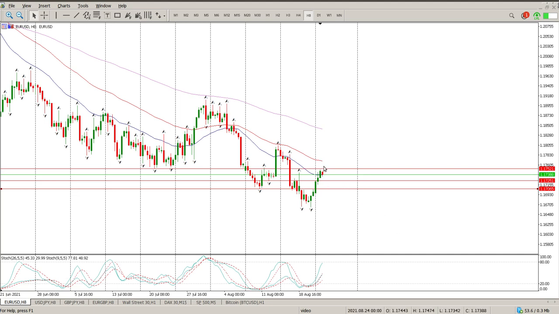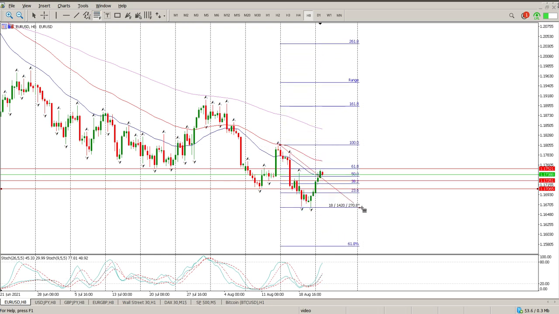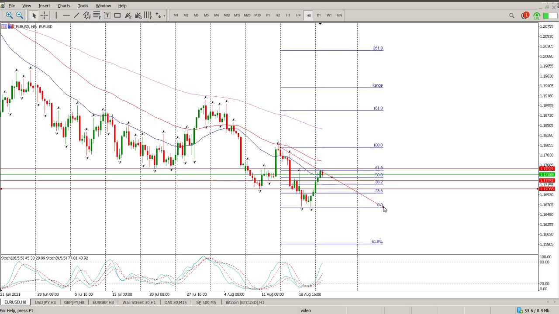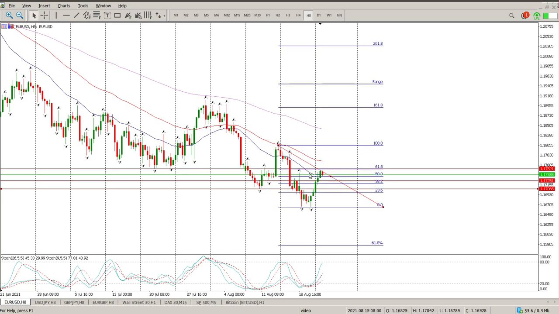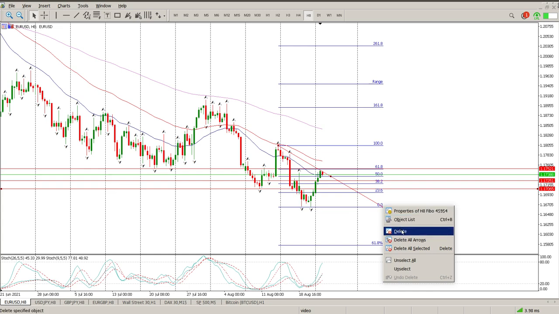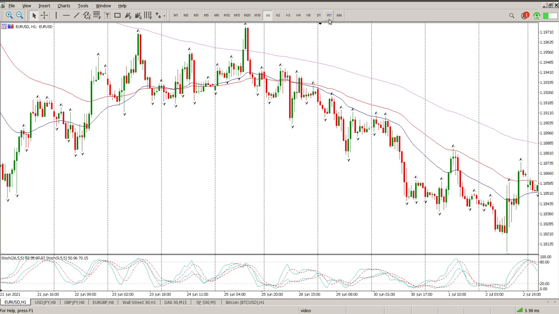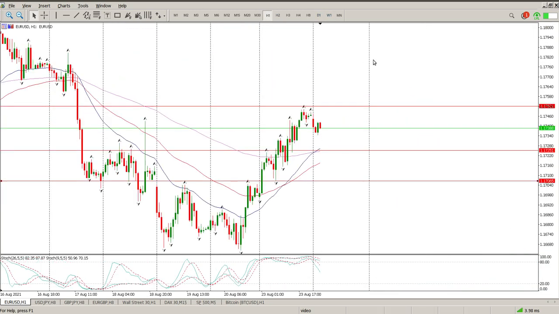So this is the pullback. You'll probably find that it is a fairly decent Fibonacci level from the previous swing high. Not bang on, just short of the 61.8, but the 61.8 is this level that we've got here at 117.521. So that is my signal for a short. You can see we have a little bit of a break of structure there. So there is our structure.